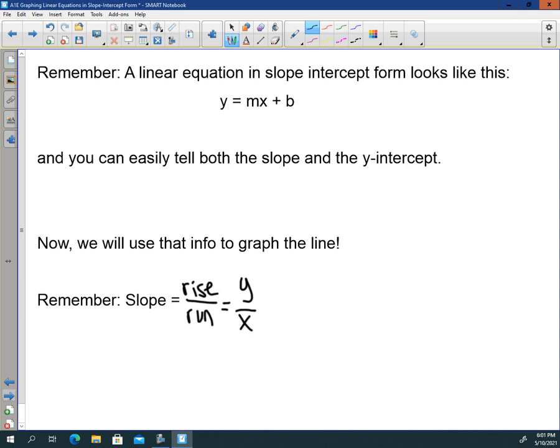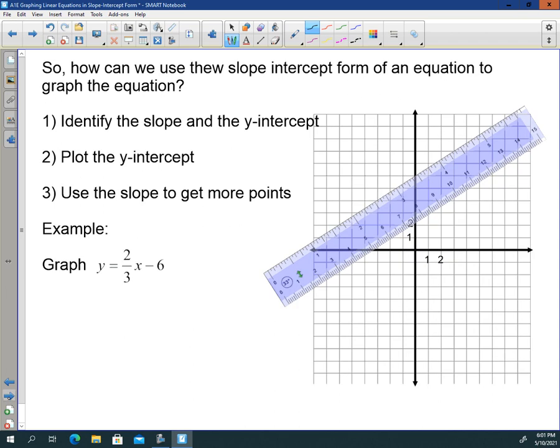Important to remember. So how can we use the slope-intercept form of an equation to graph an equation? Well, the first thing you do is identify the slope and the y-intercept. That's what we did in the last lesson. And then you're going to plot that y-intercept on the graph, and then you're going to use the slope to get more points. Here's what I mean. You get this ruler out of the way.